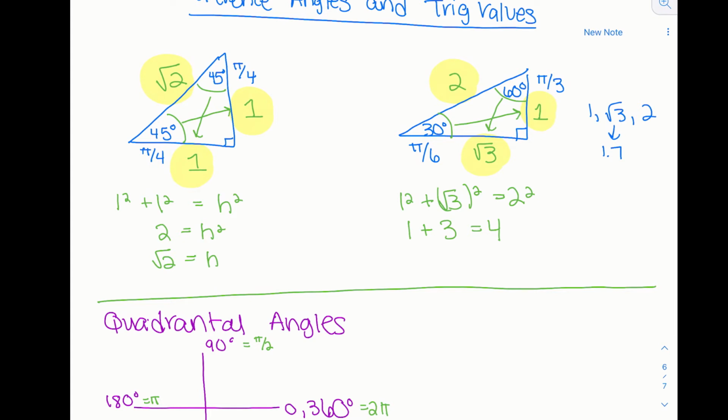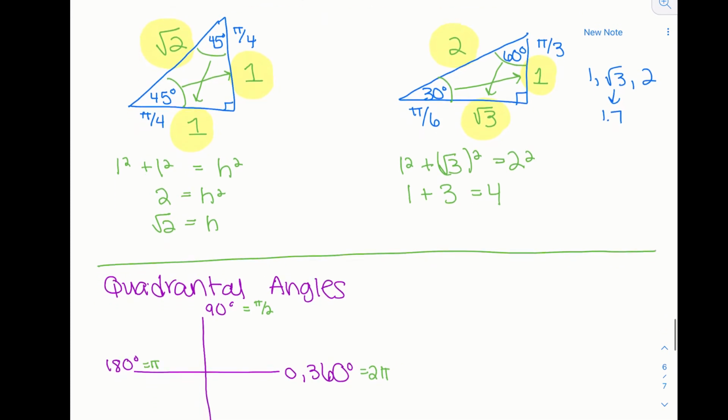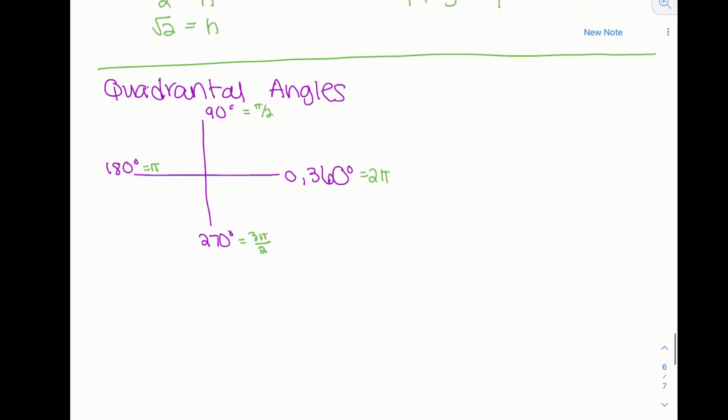But if you use the unit circle instead of using these triangles, you only need to know that first quadrant, because everything's repeated after that. You would just need to know whether the x or y's are positive or negative. But in this video, I'm going to show it with triangles.